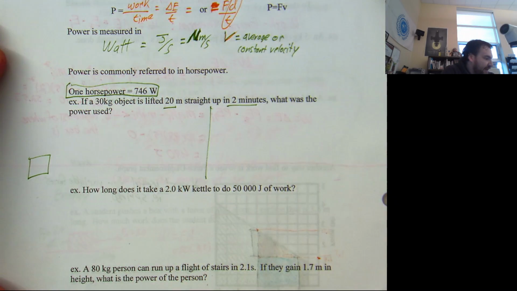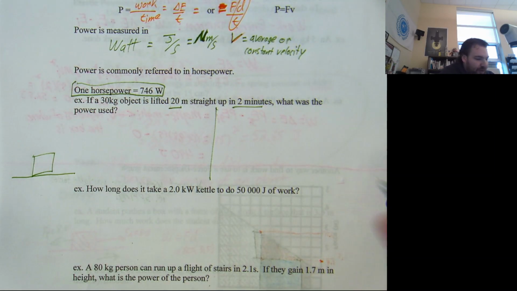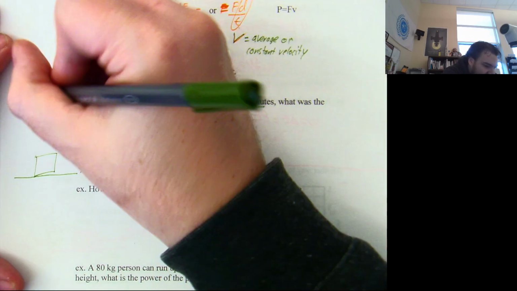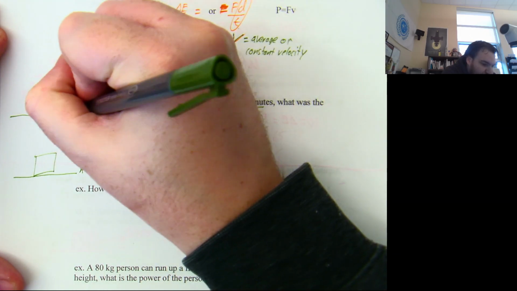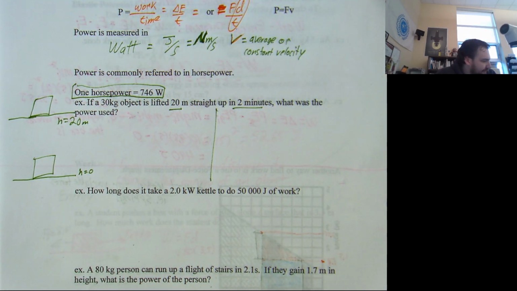So here's our object, and I'm going to measure from the bottom of the object. I don't know if it's on the ground. It doesn't matter whether or not it's on the ground. I'm just going to call that h equals 0. And then this thing gets raised. We're going to call this h equals 20 meters. So there's a few things we have to assume. We have to assume that the thing was raised at a constant rate. Otherwise, we have no way of knowing what's going on here.